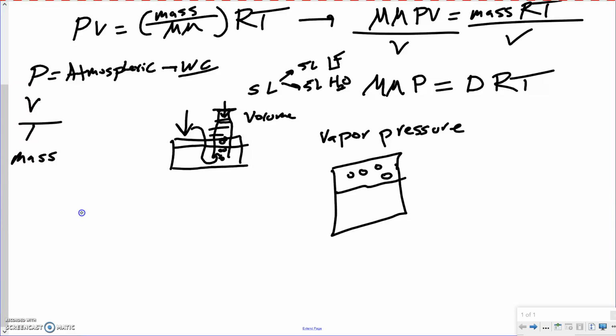Now, what's important to remember is that atmospheric pressure is our total pressure. From there, we have to recognize that our pressure consists of 2 gases.